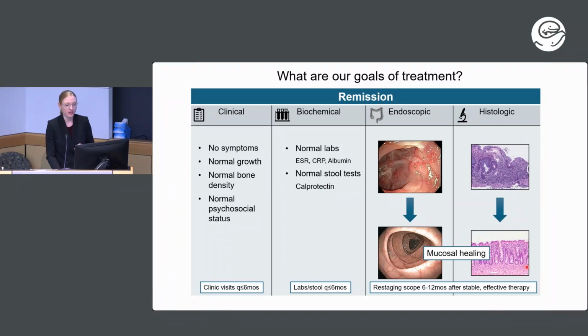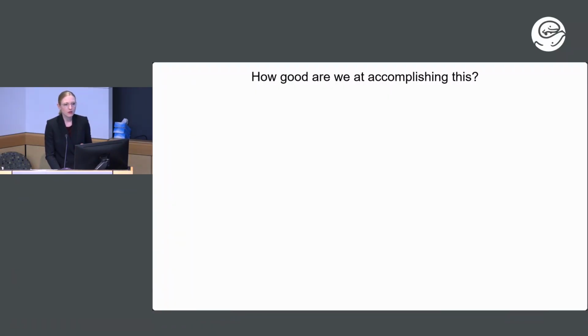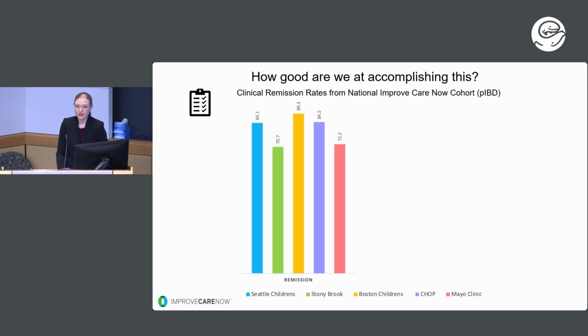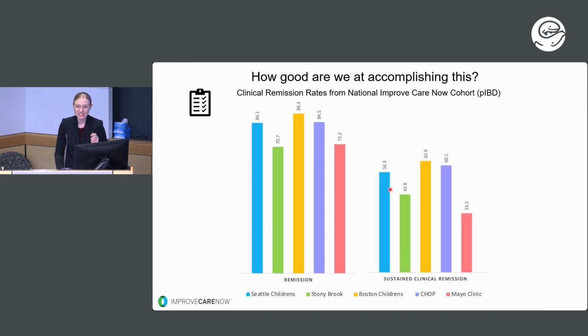Again, this is our target, mucosal healing. We know how important that is. How good are we at accomplishing this? So let's look at our first goal, clinical remission. These data are from a national IBD cohort with Seattle Children's listed here in blue. When you look at achieving clinical remission, we're doing pretty well, 84%. And Seattle Children's in particular is doing quite well when compared with other institutions around the country. So kudos to us. But when you look at sustained clinical remission rates, we're not doing as well.